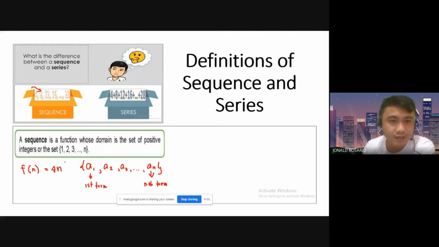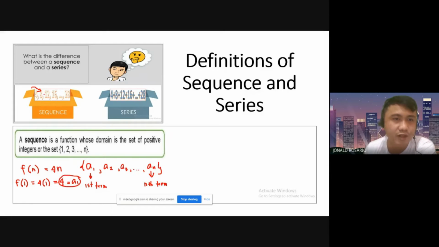So, paano natin kukunin sa a sub 1 using this function or the formula of our function? So, parang ganun lang din. Our n is 1, kaya f sub 1. Substitution lang. 4 times 1 is 4. And this is also our a sub 1.